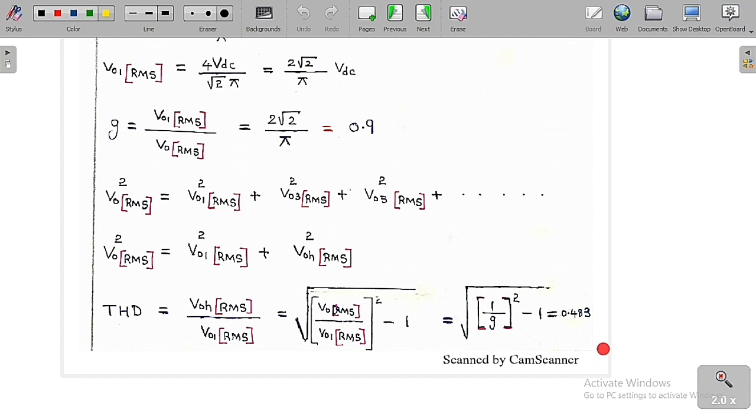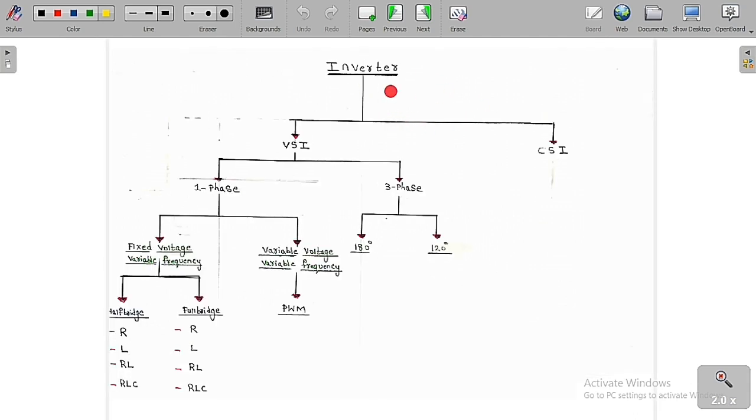Now we are going to study some more important points in the inverter. In the inverter, I have already told you, we are going to study two things: the voltage source inverter and also the current source inverter. In the voltage source inverter we are going to study single phase and also three phase. In the single phase we are going to study fixed voltage variable frequency. Fixed voltage variable frequency means the input is a fixed voltage and the output we are going to get is variable frequency of AC nature. So here we are going to study two things, the half bridge and also the full bridge.